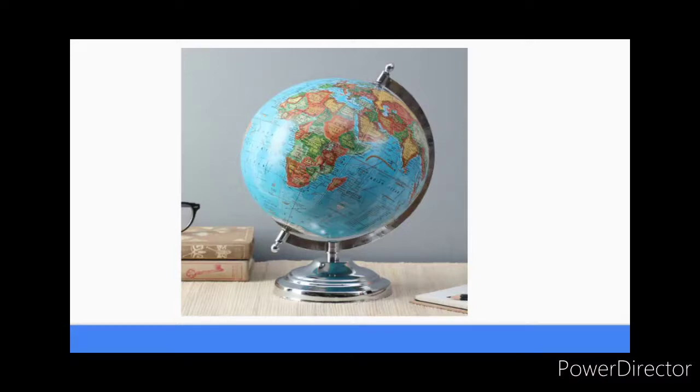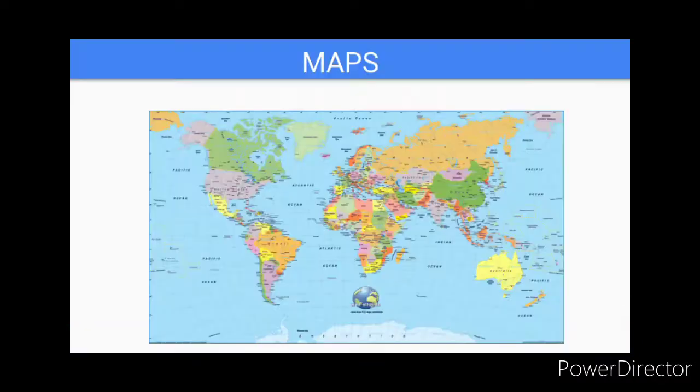So what we did was bring out an alternative. Now what was that alternative? It was maps. So now what are maps? A map is a representation of the earth as a whole, but on a flat paper, on a flat surface. They're less accurate than globes, but nonetheless they're equally useful.